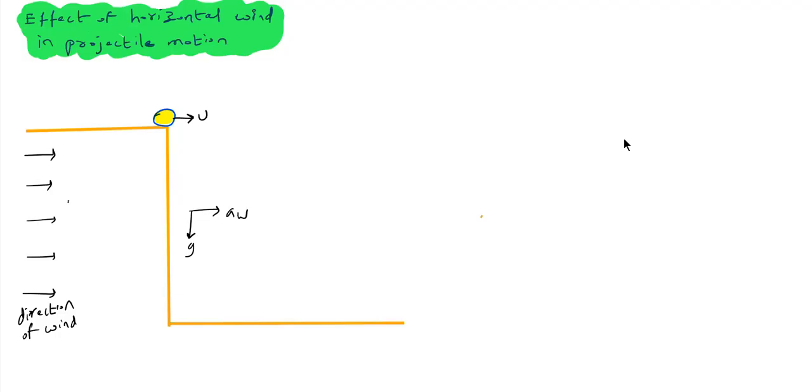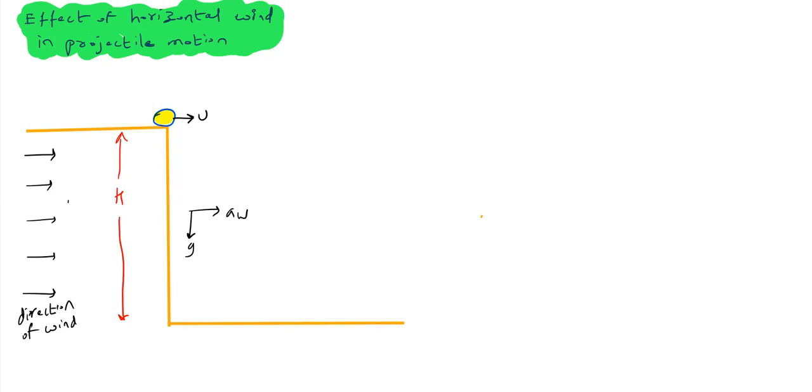Good morning, kids. We'll be discussing the effect of horizontal wind on projectile motion. Here is the ball which we are projecting horizontally with speed u from the tower of IITJ. Now a wind blows horizontally.